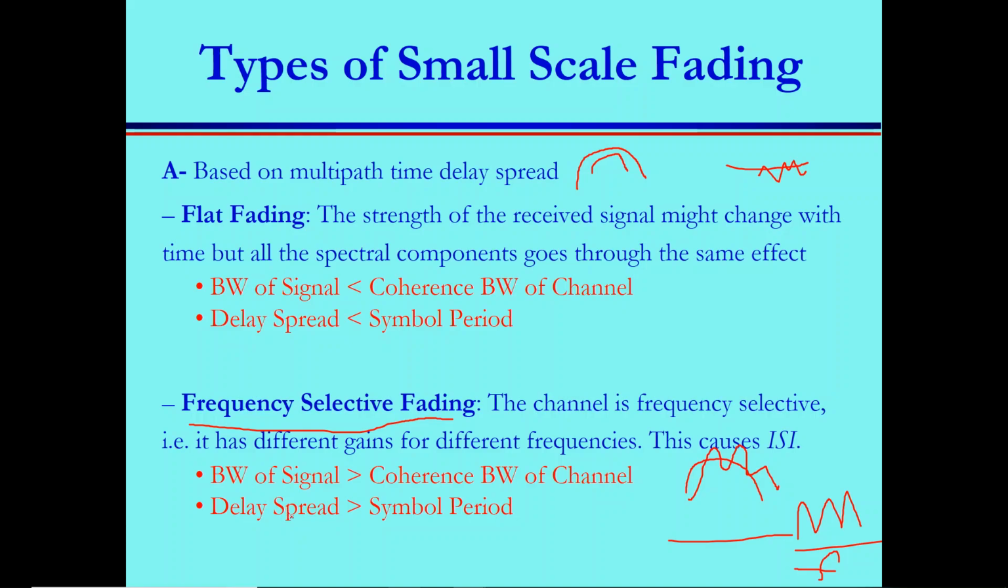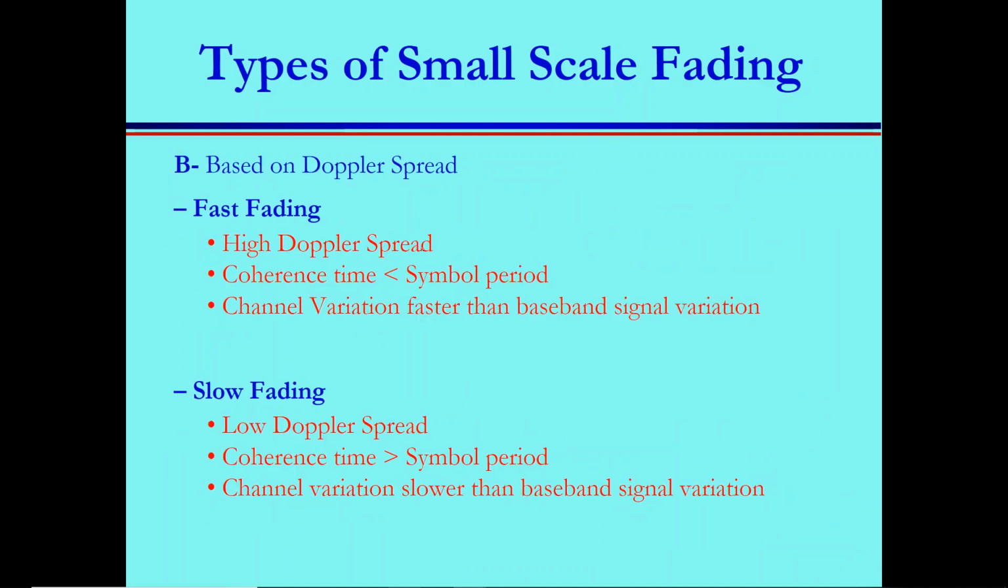And in this case, we have delay spread. Delay spread is larger than the symbol period. Or in other words, the bandwidth of your signal is larger than the coherence bandwidth of the channel. Now this is with respect to delay spread. Now with respect to Doppler spread, researchers all over the world classify them into two types: fast fading and slow fading.